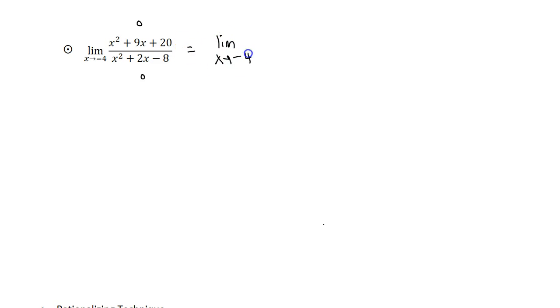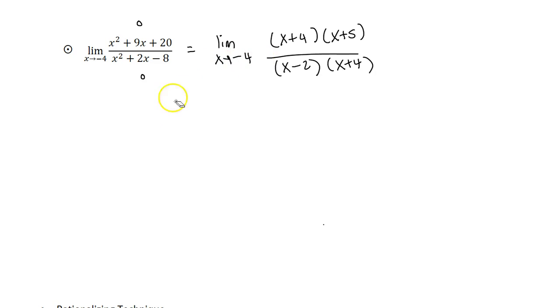to be x plus 4 times x plus 5 on the top, divided by x minus 2 times x plus 4. And you can see the factor that causes the problem is the x plus 4, because if you plug in a negative 4 to both of those, you get a 0. Well, thankfully we have one on the top and on the bottom, so we can cancel it.